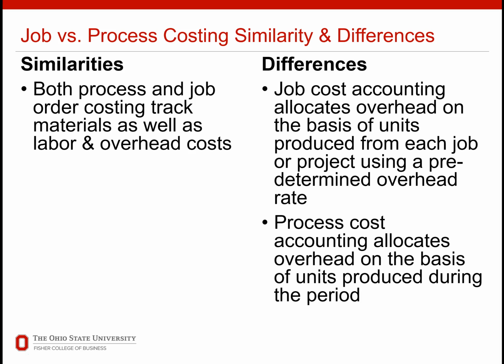Here you can see these similarities. Basically, we're tracking materials, labor, and overhead under both methods. And the differences are that under job cost accounting, we're assigning costs on a predetermined overhead rate on a job-to-job basis, versus process accounting, which allocates overhead on the basis of units produced during a specific time period.